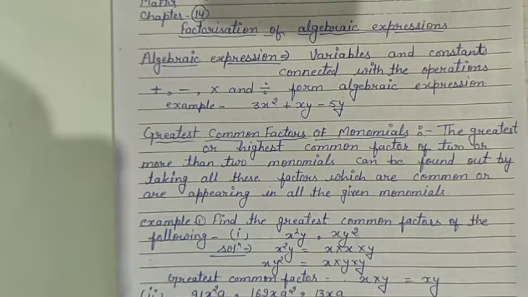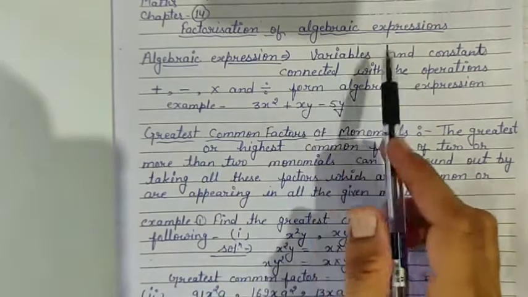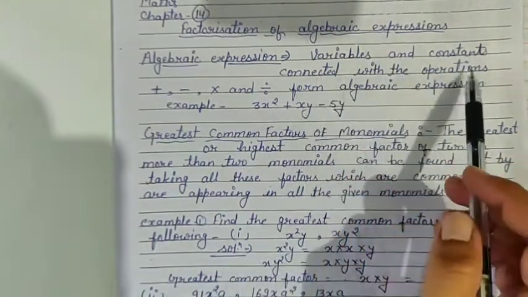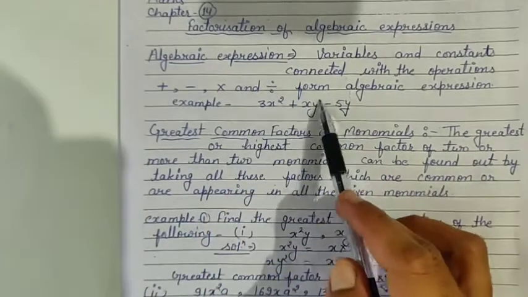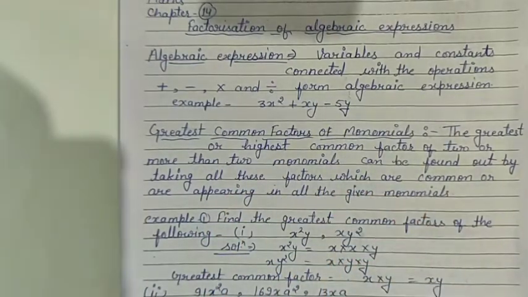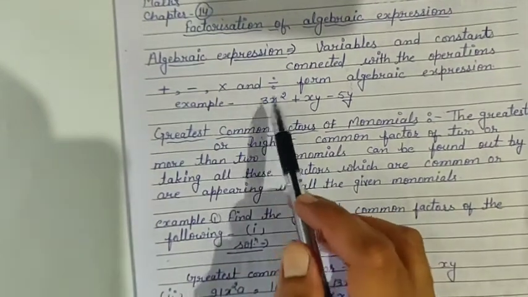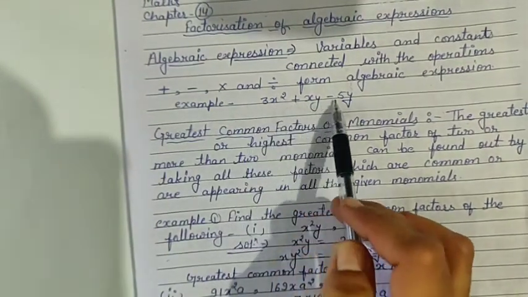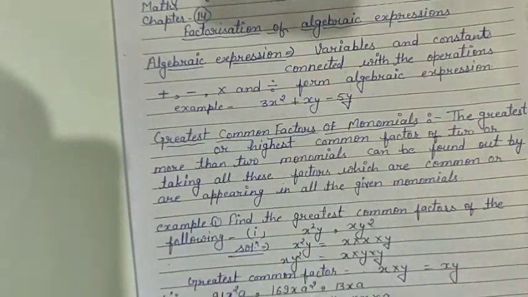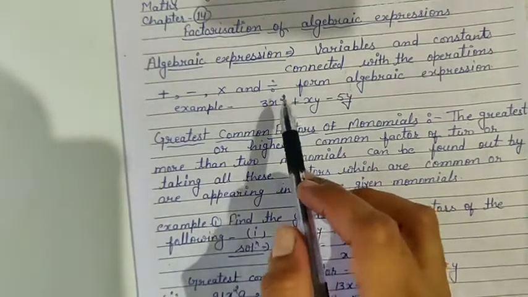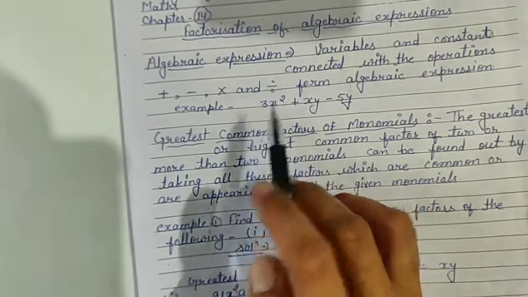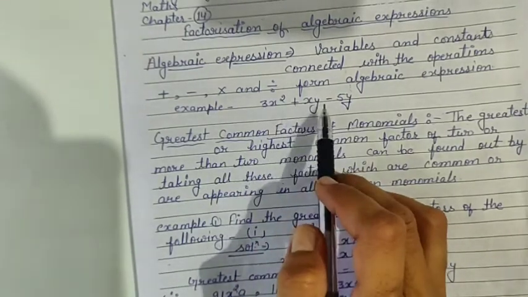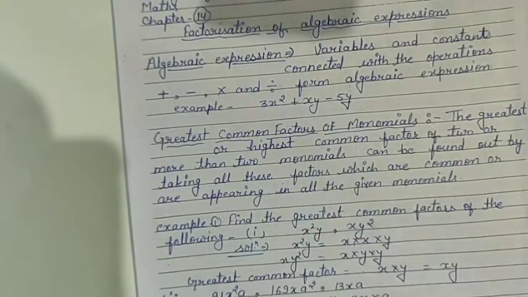So firstly, what is an algebraic expression? Variables and constants connected with the operations addition, subtraction, multiplication and division form an algebraic expression. For example, 3x square plus xy minus 5y. This is an algebraic expression because in this expression variables and constants are connected with addition, subtraction and multiplication.